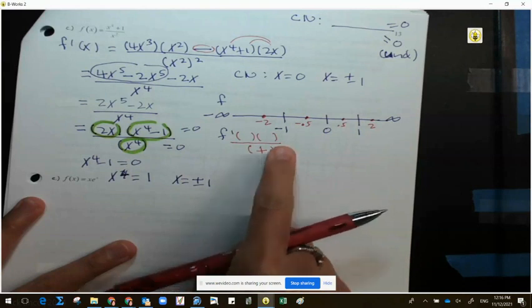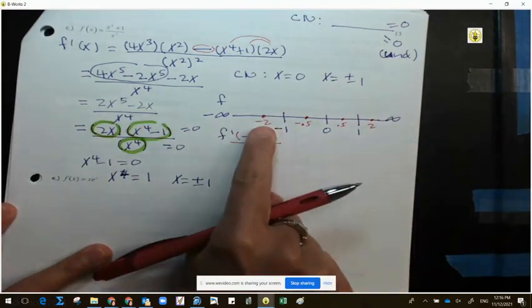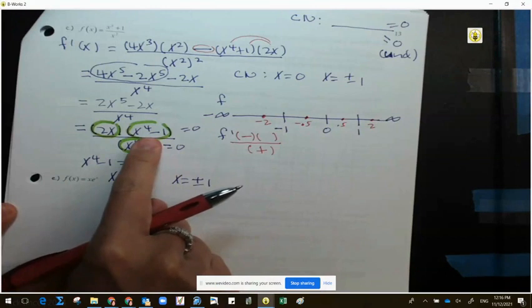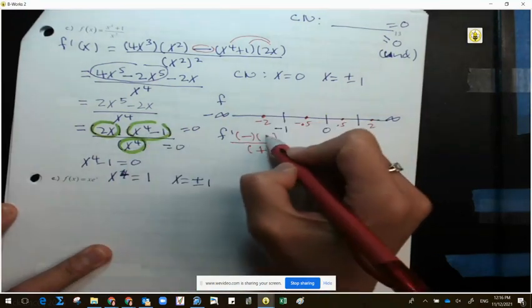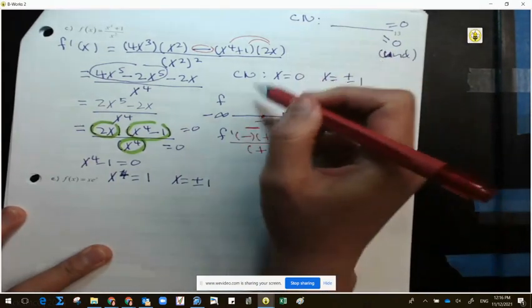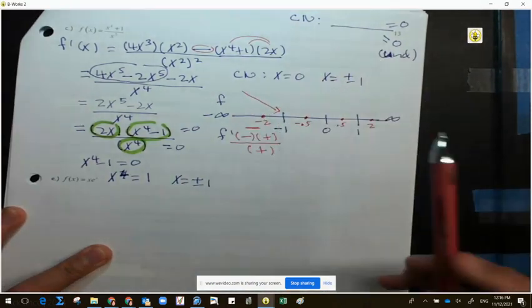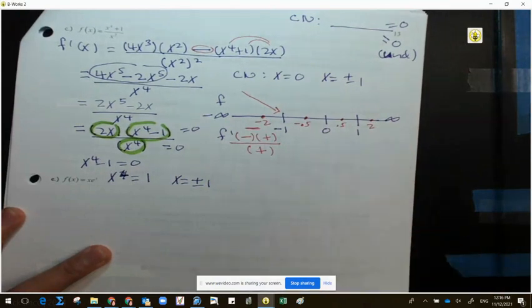Now let's plug in the -2. When I plug in -2 into my 2x, is that positive or negative? Negative. When I plug in the negative into my second portion, what am I going to get? -2 to the power of 4 is 16, minus 1 is going to be positive. So we know our end result is going to be negative. So with the partner, go ahead and plug it in for 0.5, -0.5, and 2. Plug it in.